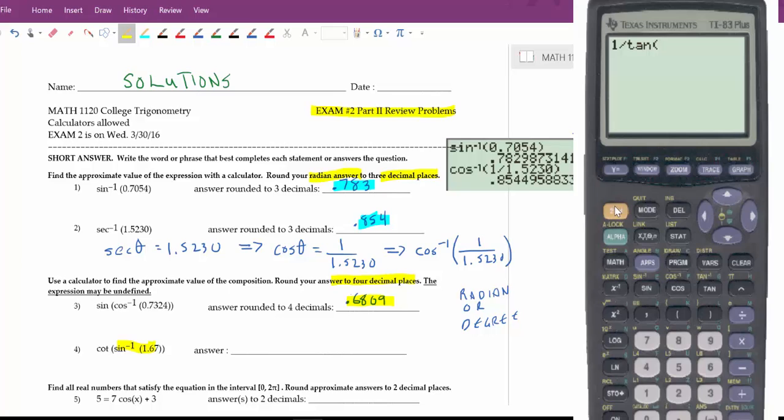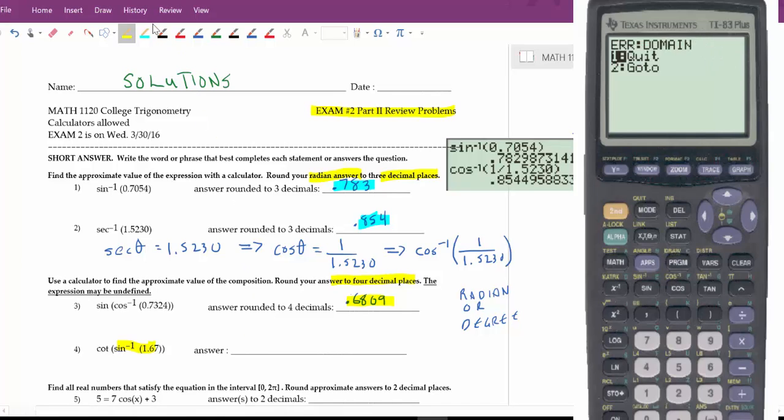So now you put in inverse sine 1.67. Now, you're going to get an error on this, and let me explain why. When I do this, you can't take an inverse sine of anything bigger than 1, because the largest value of the sine is 1 on a unit circle. The biggest y value on a unit circle is 1, so you're going to get an error.